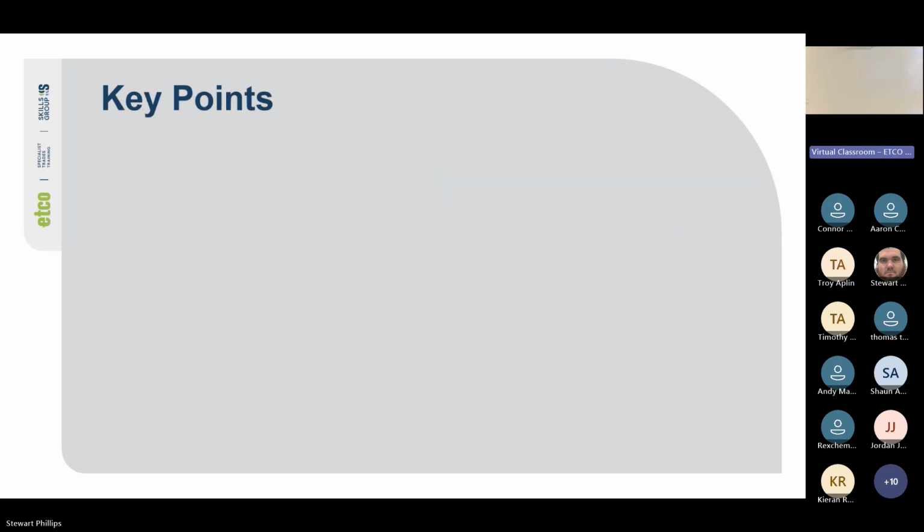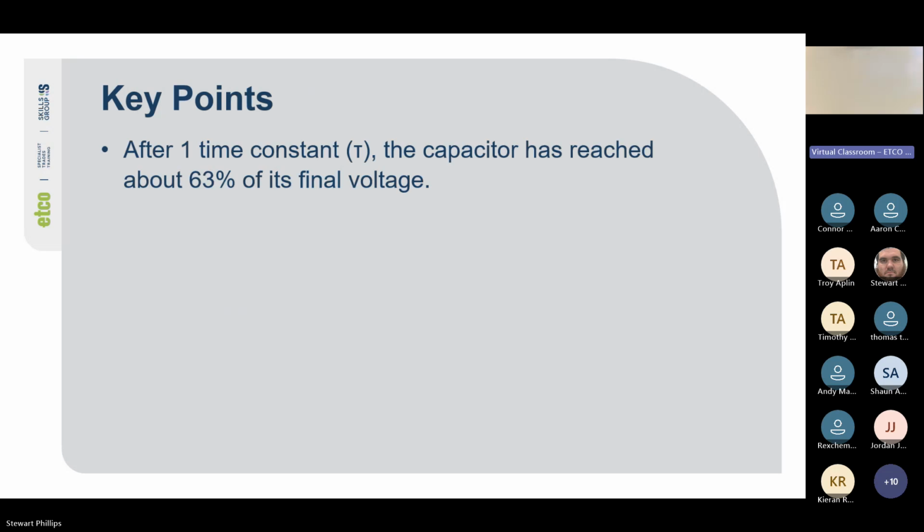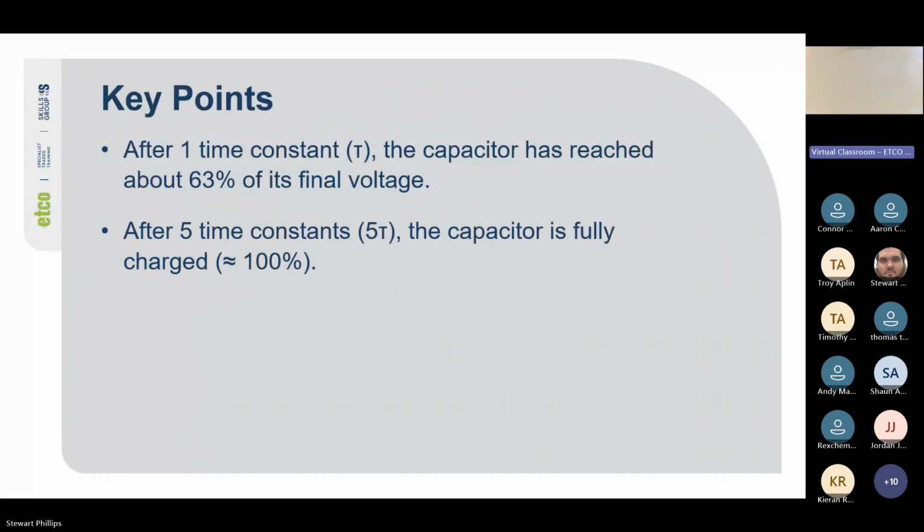Cool. So some key points to take note of if you haven't taken note of anything else. After one time constant, the capacitor has reached about 63% of its full final voltage. So after one time constant, it already gets to 63% of the final voltage, but it takes 5 time constants, or 5τ, for the capacitor to fully charge to 100%.